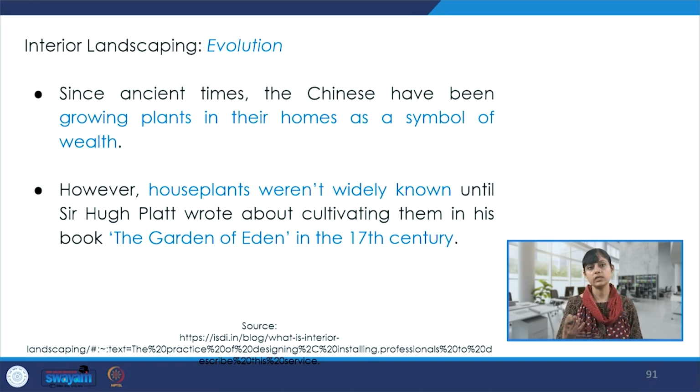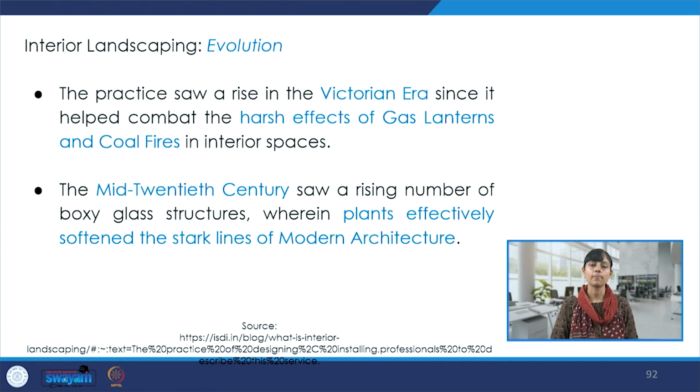So this also has an evolutionary trajectory, and Chinese have been growing plants in their homes as a symbol of wealth. And there is a reference to the Garden of Eden in the 17th century. Also, there is this practice of interior landscaping. It saw a rise in the Victorian era. And then the mid 20th century saw a rising number of boxy glass structures, wherein plants effectively softened the stark lines of modern architecture. So the contrast between hard and soft was achieved through the landscaping aspect.